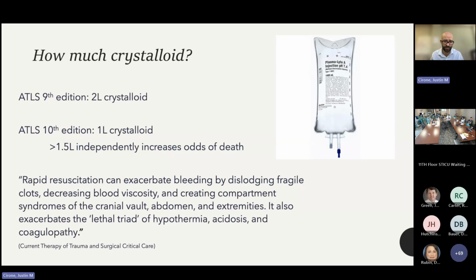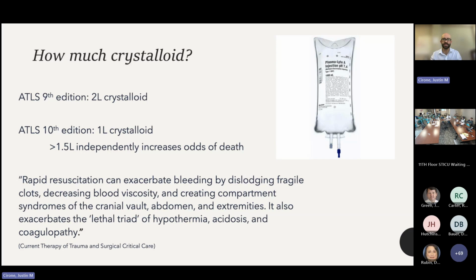And it exacerbates the lethal triad of hypothermia, acidosis, and coagulopathy because the most commonly transfused crystalloid pre-hospital is normal saline, which is significantly acidotic. It is often cold. Even if you warm the crystalloid, you still have to put it through a tube, and that tubing is not usually warmed, and it cools off quickly. It's just like blowing on a spoon with soup on it. It cools off relatively fast.